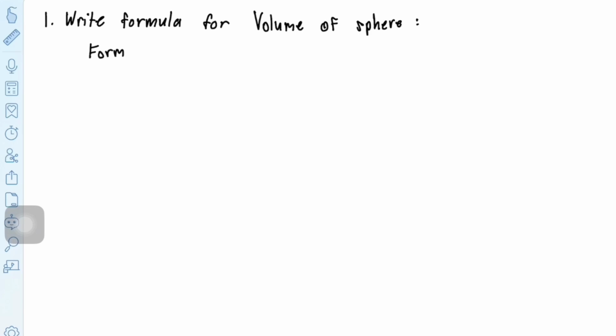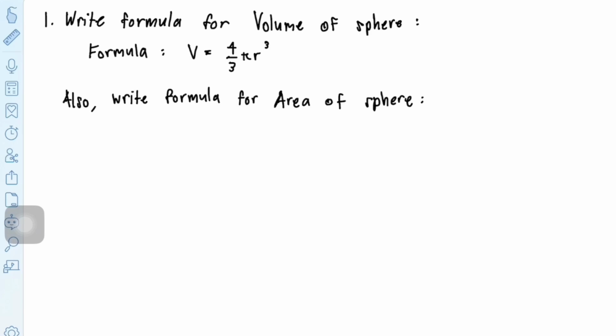For this solution, we will use the chain rule method to solve this problem. Okay, let's begin our first step. At first, we need to know and write the formula for the volume of a sphere, and also the formula for the area of a sphere. The second step is we need to identify 2 things, which are the given information and the unknown information.